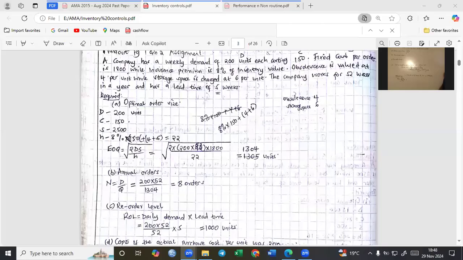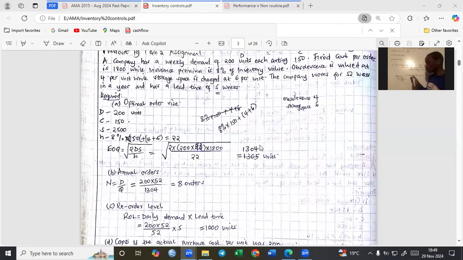So this is the question. Now, the optimal number of size. Now remember, it is 2 times our annual demand. Now, in our question, the demand is given weekly.